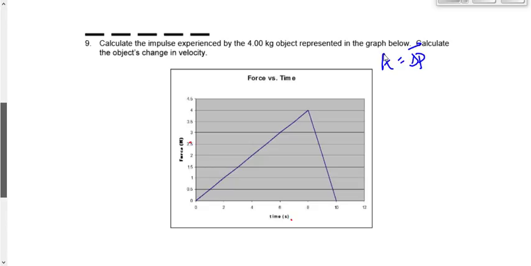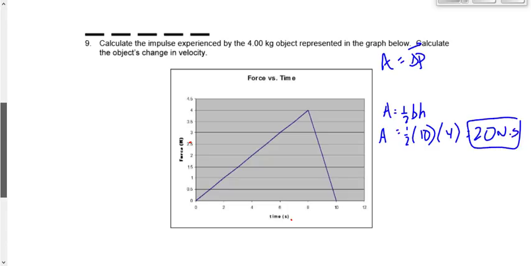Okay, let's find the area here. The area of this graph is a lot more straightforward than the example was. Just one simple triangle, 1/2 base times height. The base goes from 0 to 10, so the base is 10. The height goes from 0 to 4, so 1/2 of 10 times 4 gives me 20 Newton seconds for the impulse. So half of it's done.